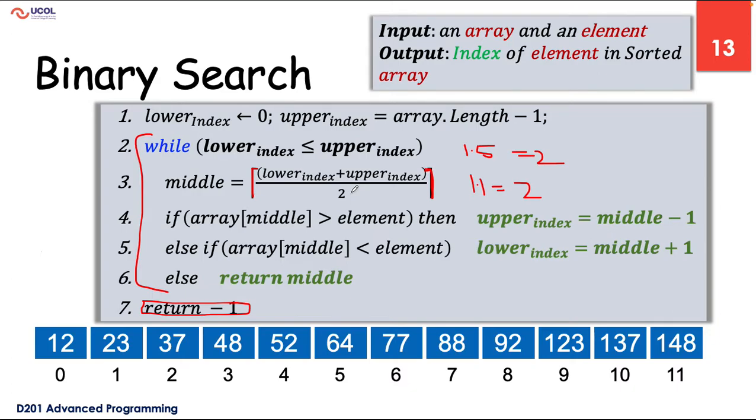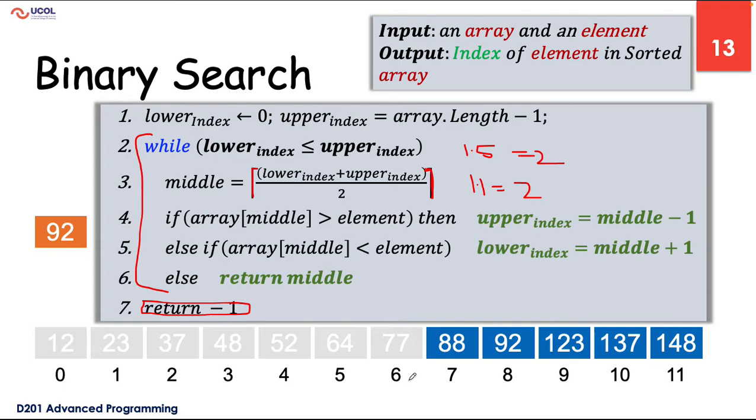So again, we try to run that algorithm on the example data. Again, we have 0 and 11. The reason is that 11 plus 0 is 11, divided by 2 is 5.5, and then 5.5 we are going to round up, so that will become 6. In this way we are saying that the middle element is less than the element, so the lower index value will be middle plus 1. So the lower index value will become 7, and the upper index value will remain 11.